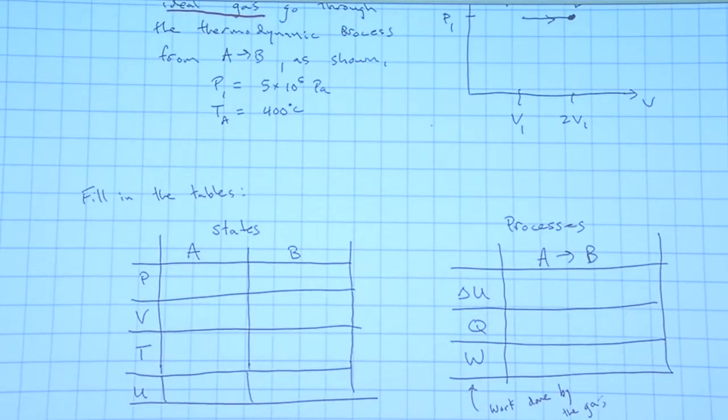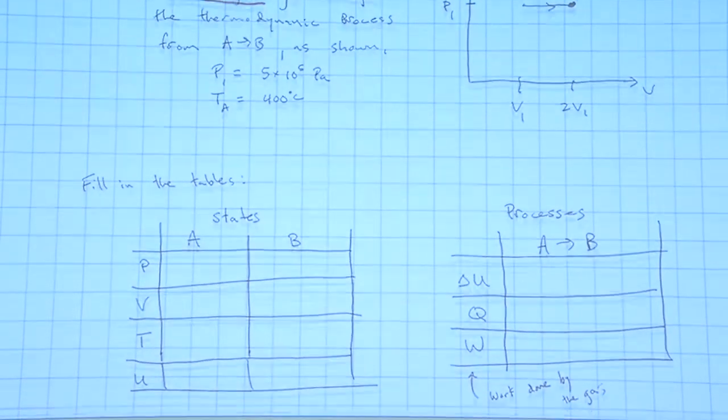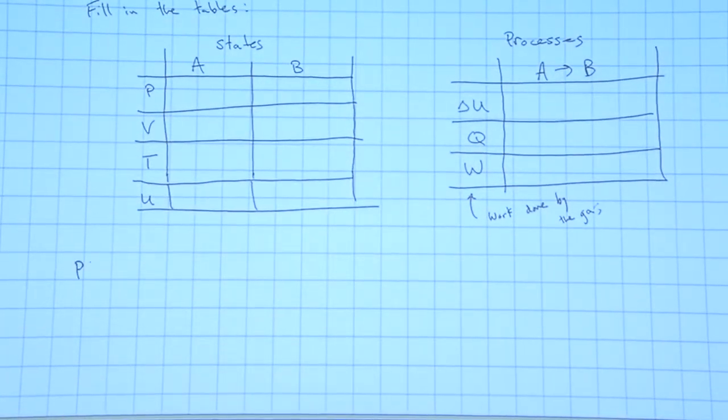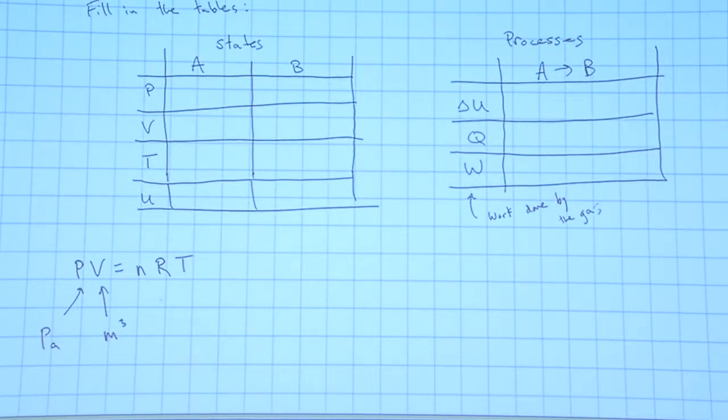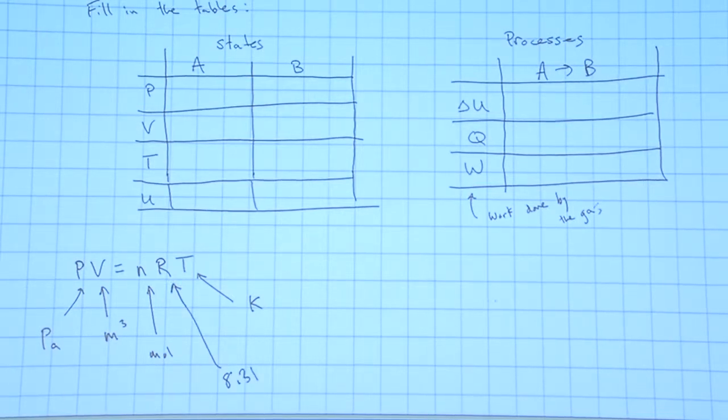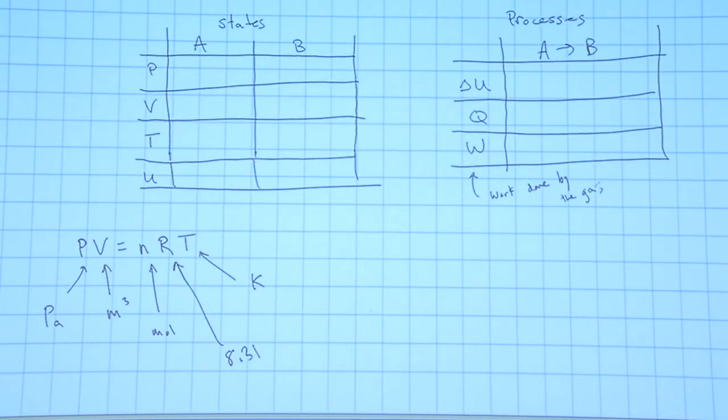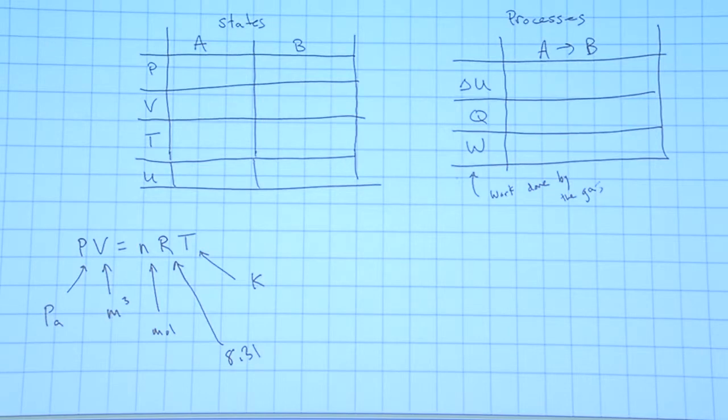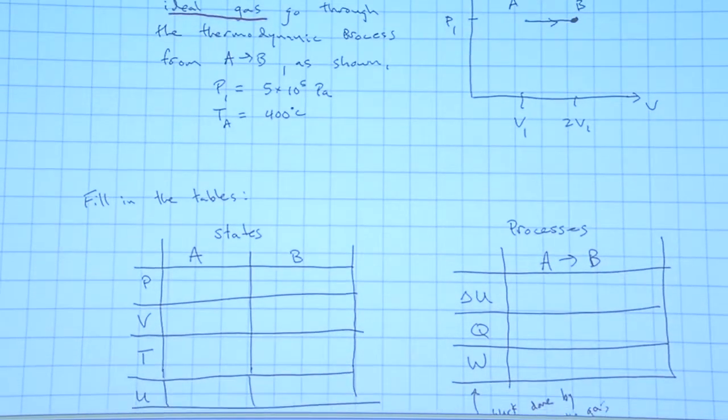What units do we use when we use our ideal gas law? Let me write it down here. We use pascals, meters cubed, moles, Kelvin, and R 8.31. And the units work out nicely with this. Okay, so the units for pressure are correct.